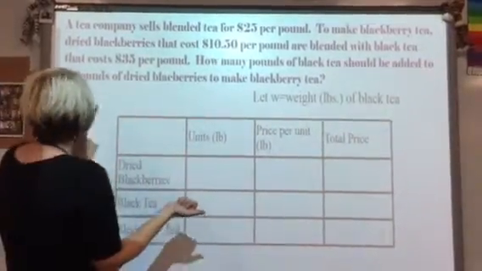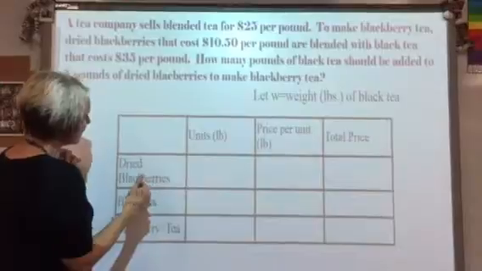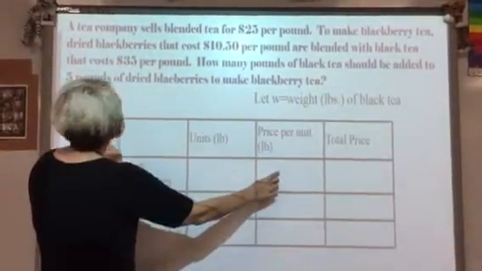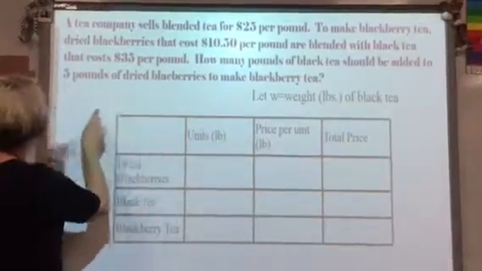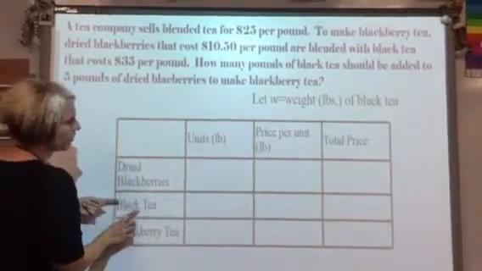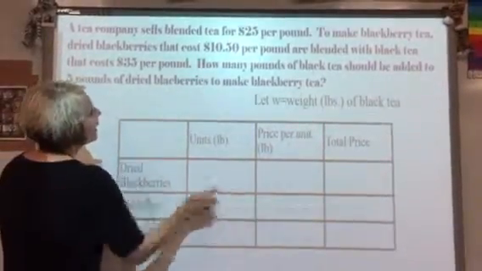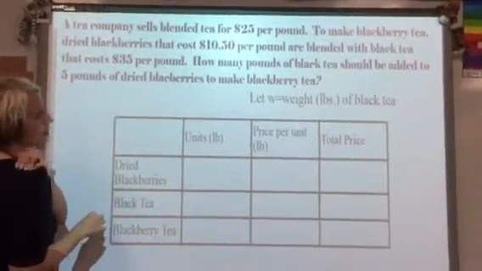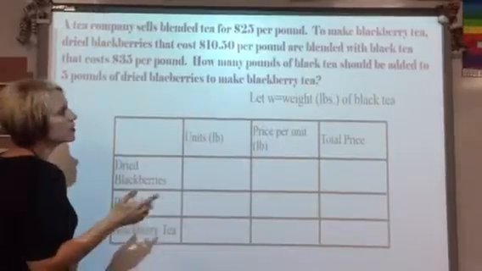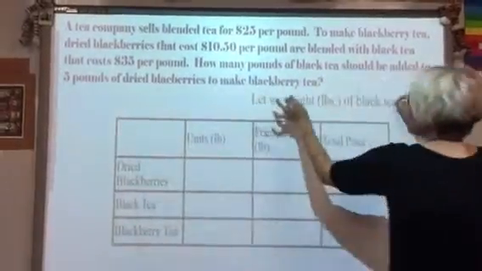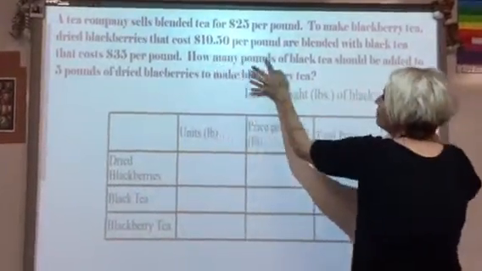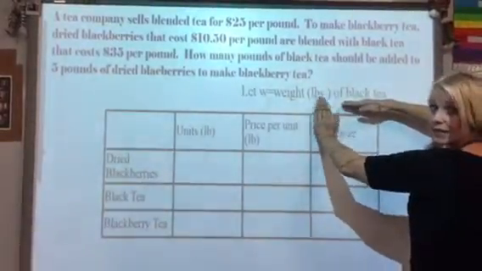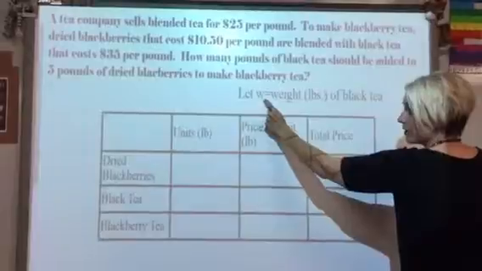I want to make blackberry tea. Dried blackberries cost $10.50 per pound. So here's the dried blackberries. They're $10.50 per pound, and they're blended with black tea that costs $35 per pound. So I've got the price per pound there. And I want to know how many pounds of black tea should be added to 5 pounds of dried blackberries to make blackberry tea. So my let statement here comes from the question, how many pounds of black tea? There it is, pounds of black tea. That's going to be my let statement. That's going to be my variable W.